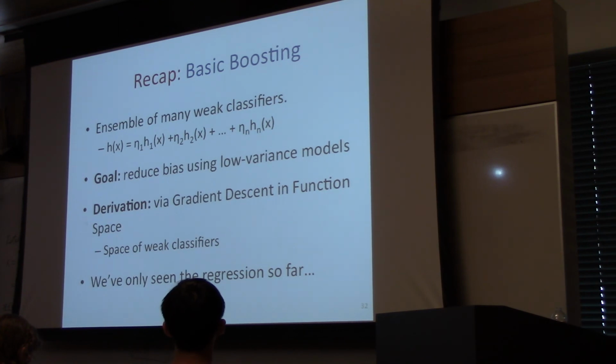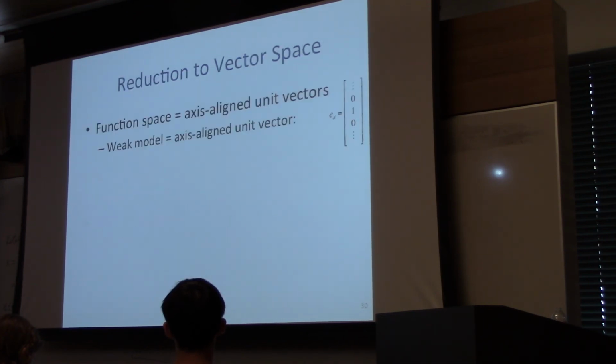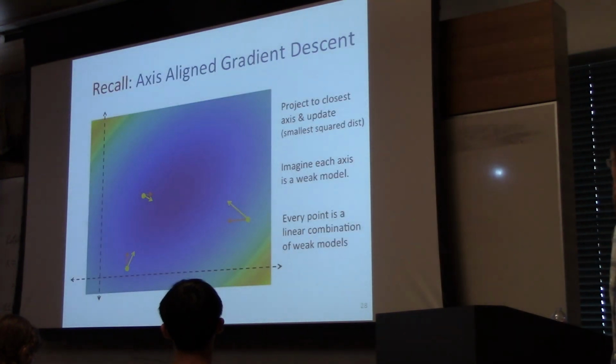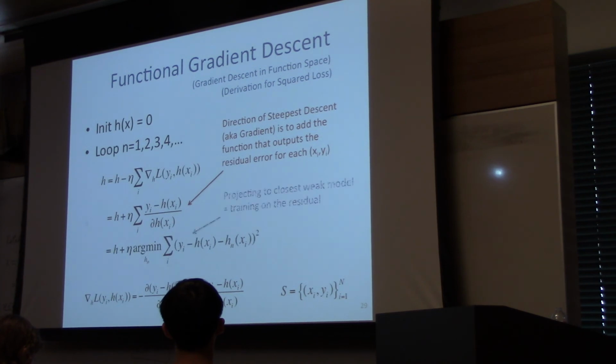I'm wondering what exactly the gradient corresponds to in the functional space. You talk about gradient descent, so what is the gradient in the functional space? Okay, so you're okay with gradient descent for linear models? Yes. In the decision tree model, what is the gradient?